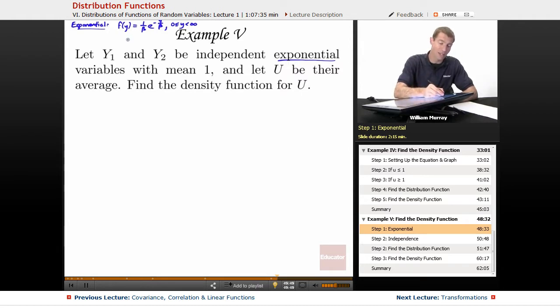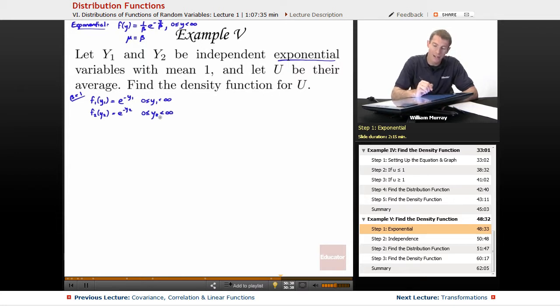And the other thing we learned is that the mean, or the expected value, was just beta. That's the expected value of the exponential distribution. And so in this case, we're given that we have exponential variables with mean 1. So that means my density function for y1 is the function I just listed, except I plug in beta equals 1. So I get something fairly nice, e to the negative y1, where y1 goes from 0 to infinity. And the same thing for y2. f2 of y2 is e to the negative y2, where y2 goes from 0 to infinity.